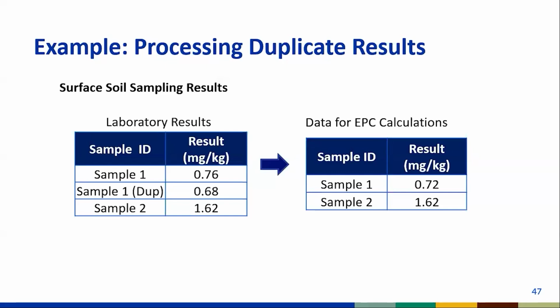The table on the right shows the data for EPC calculations, where sample 1 is now the averaged value of 0.72 milligrams per kilogram. The purpose of this exercise is to prevent artificial bias in 95 UCLs for sampling events involving duplicate samples or replicate analyses. This approach ensures that each scheduled sampling event or location is only represented once in EPC calculations.